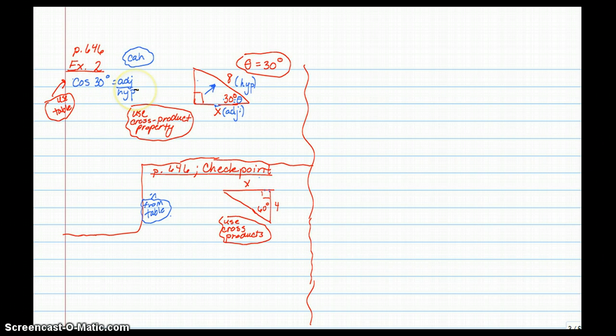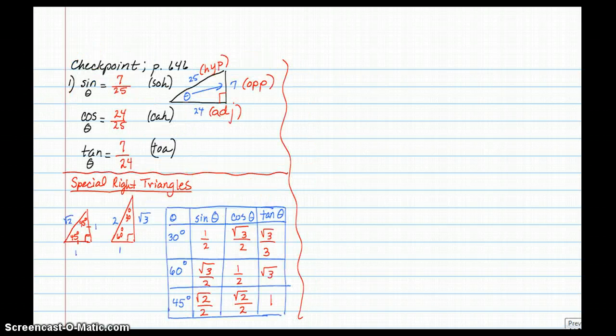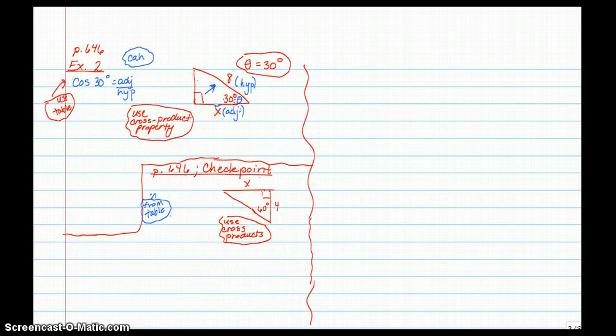And then we're going to go into the table and pull out whatever cosine 30 degrees is. You can go ahead and look right now. I'm going to pop back up to the table. And then we've got cosine 30 degrees is the square root of 3 over 2. So I'm going to substitute that. So cosine 30 degrees is the square root of 3 over 2.